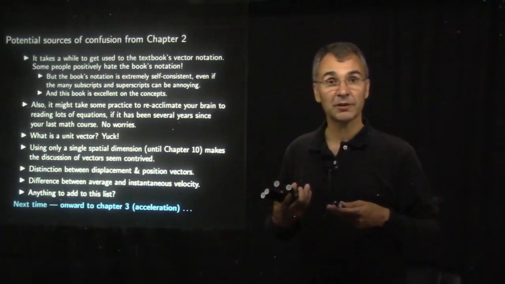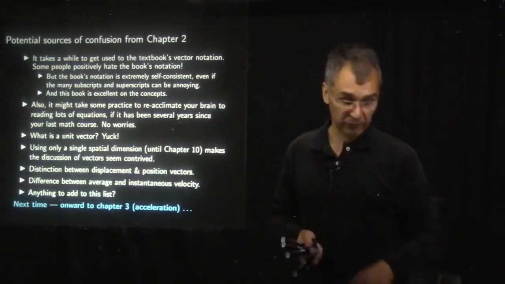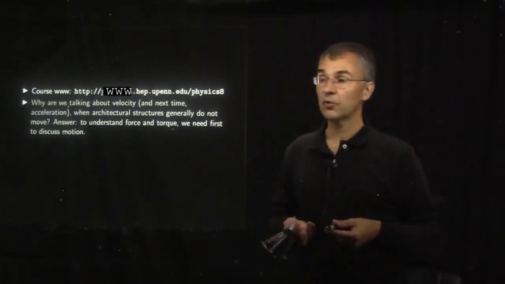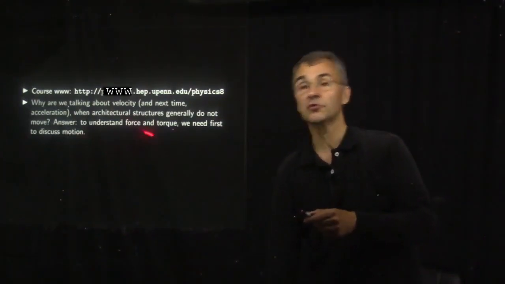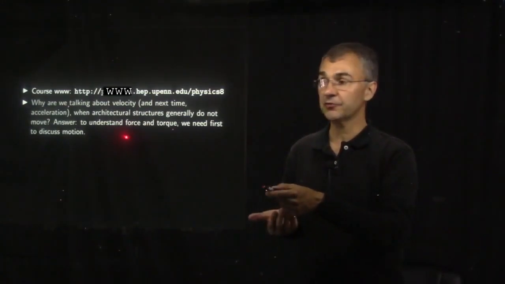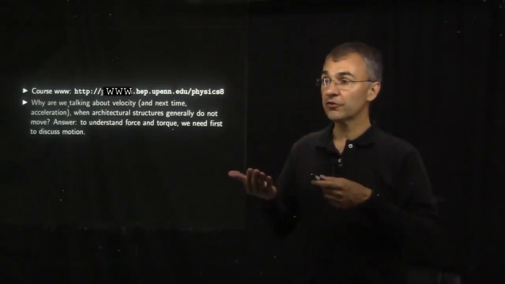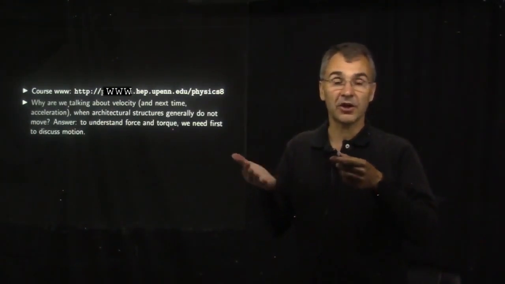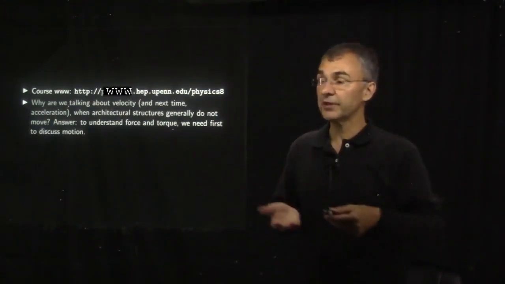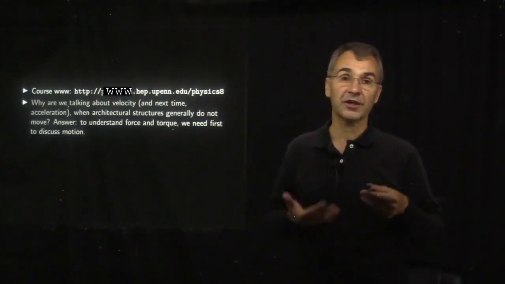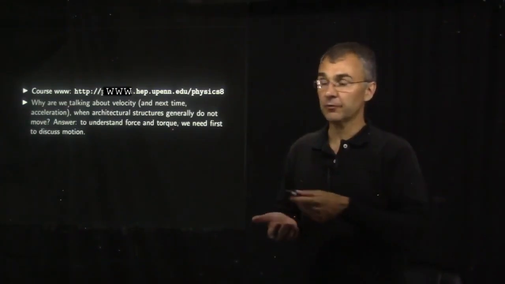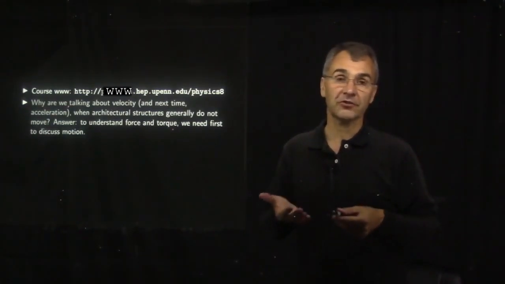Okay, and then next time, we're going to move onward to acceleration. By the way, you might wonder, why are we talking about velocity now and then next time about acceleration when architectural structures generally do not move? And the answer is, we want to have a solid understanding of forces and torque. In order to understand force and torque, which are phenomena that cause things to accelerate, cause things to rotate, we need first to discuss motion, because force and torque are things that affect motion, so we really need to have the language for describing motion before we can then talk about how forces and torques potentially cause or change motion.